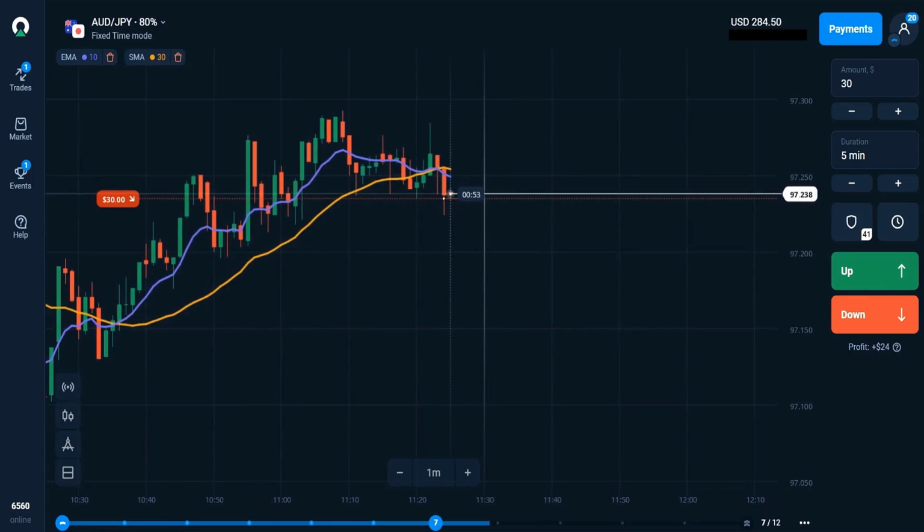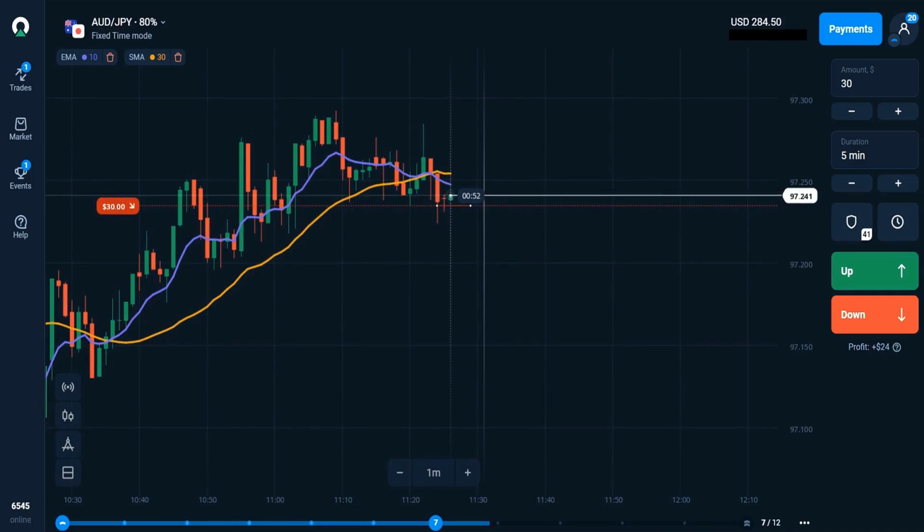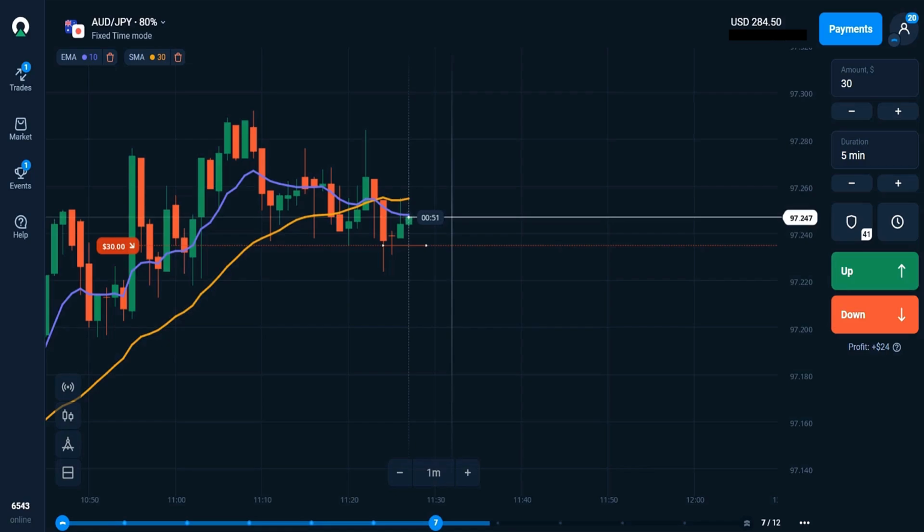All right, traders, according to our strategy, this is a perfect sell trade setup. As you can see clearly on the chart, the red SMA line just crossed above the blue EMA line, moving upwards. This is exactly the signal we've been waiting for. So now, I've entered this sell trade with a 5-minute expiry, exactly as our strategy requires. Now comes the most important part, being patient and calmly waiting to see how the trade turns out. Remember, patience is a crucial part of becoming a successful trader.